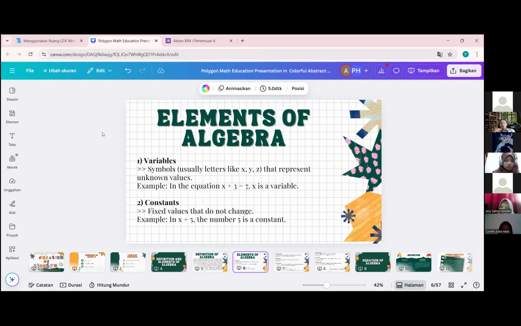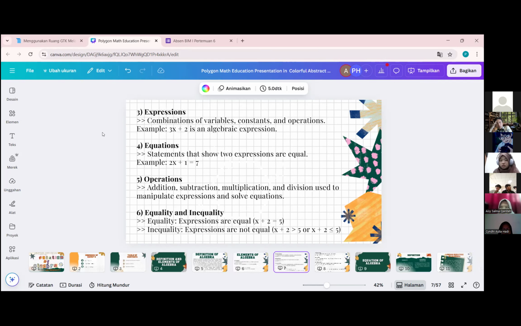Gitu, oke? Jelas ya? Lanjut. Iya, Ibu. Yang operation ditambahkan the square root of, the power of ya, karena akar pangkat dan perpangkatan juga termasuk operasinya. Kemudian slide 8.